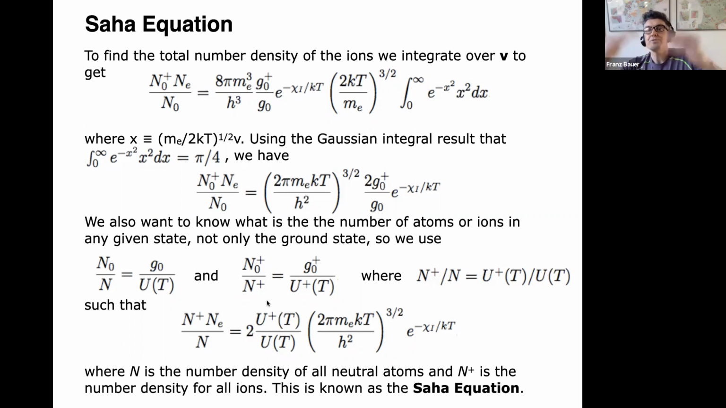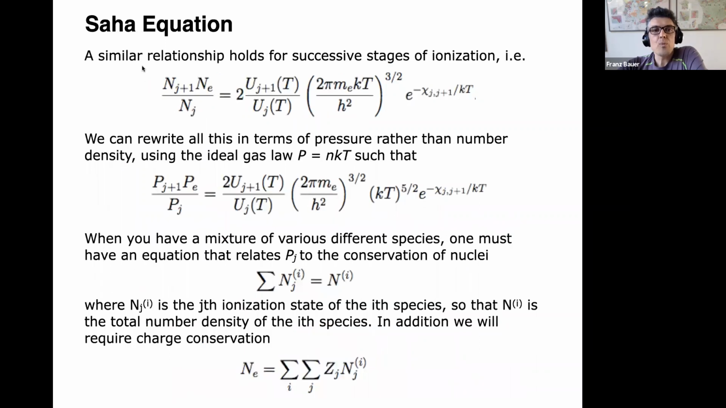So this allows you to understand on a basic level how you would populate the different ionization states for any system which is in thermodynamic equilibrium. This is known as the Saha equation. And a similar relationship would hold with successive ionization stages. So you could generally say, okay, we want to know what the ratio between the J+1 state and the J state is, and that would be simply this.